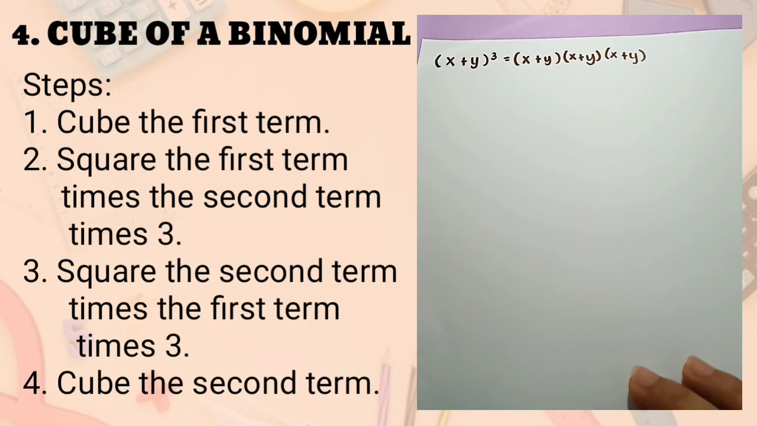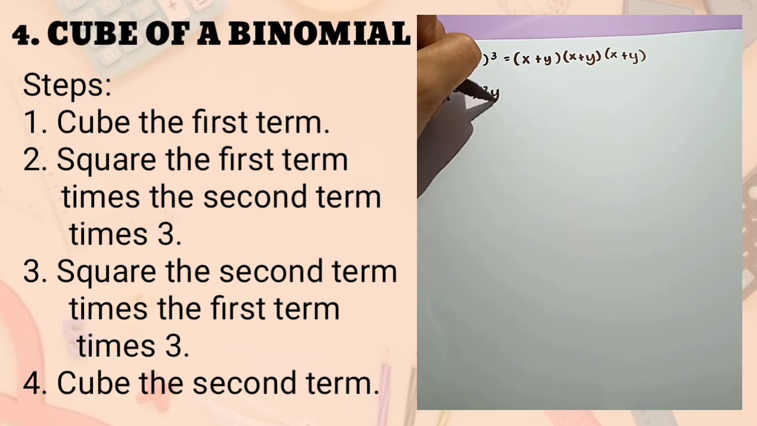Okay? So, sa step 1, i-cube natin yung first term. Kung kanina tayo ay nag-i-square, ngayon, cube the first term. So, ang first term ay x. Susulatan natin ng cube. Pangalawang step, i-square natin yung first term, times the second term, times y.